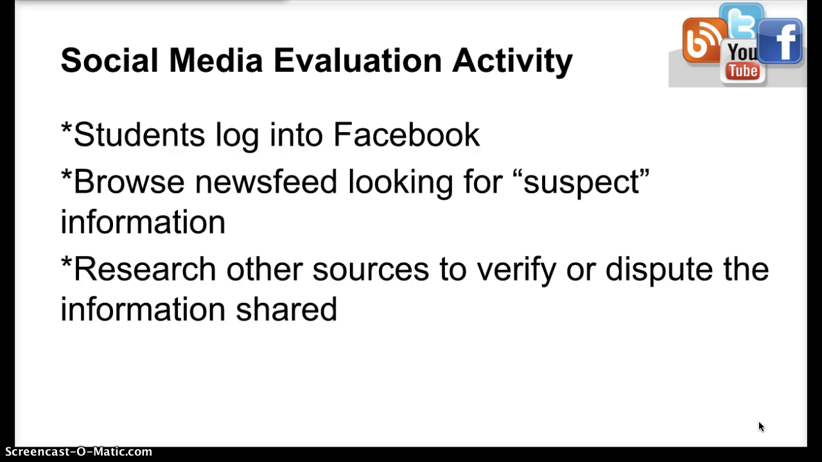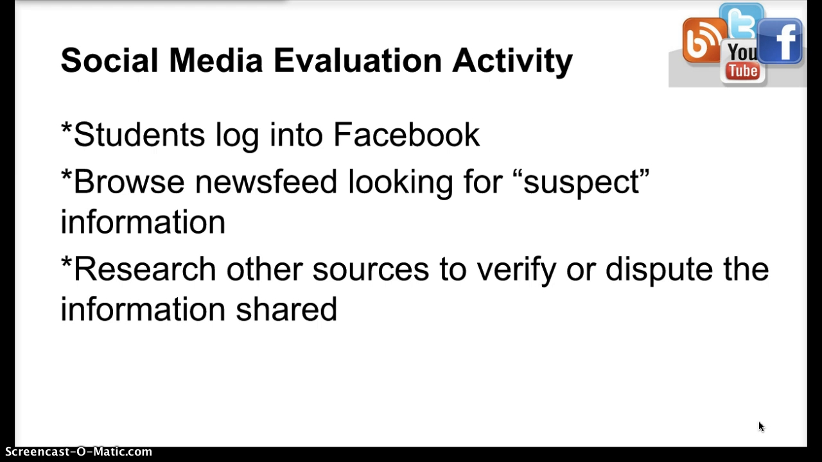And third, we have the social media theme. Social media is great for evaluation exercises. This is one that I really like to use in my classes because every student likes a reason to quit looking at a database and start browsing their Facebook newsfeed. To talk about evaluation, I often have students log into their own Facebook and browse their newsfeed until they find something that looks suspect. This can be an article they posted, a quote, and then they identify why they think it is suspect information and spend some time researching other sources to verify and dispute the information shared.